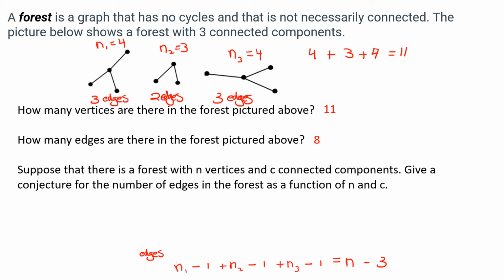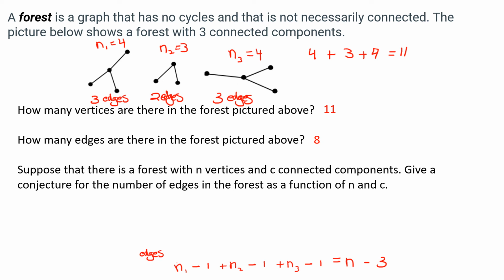We found the number of edges in the first tree was n sub 1 minus 1, because again we just subtract 1 from the number of vertices. The number of edges in the second tree was n sub 2 minus 1. The number of edges in the third tree was n sub 3 minus 1. When we added all those up, if we say that the total number of vertices is n, then that ends up being n minus 3. We had to subtract 1 for each tree that was in there. Okay, so that's what happened in this forest with 3 trees.